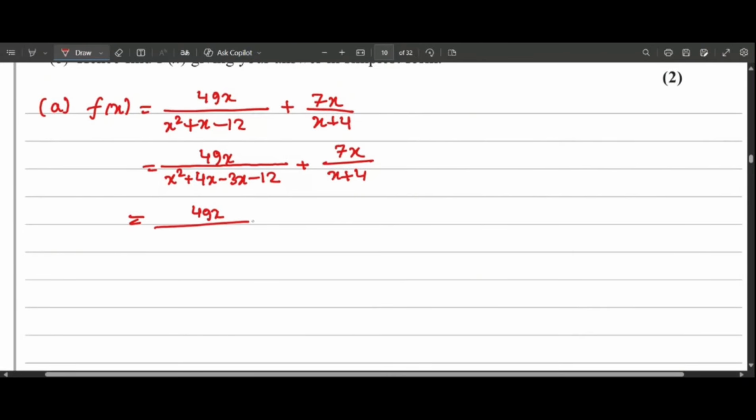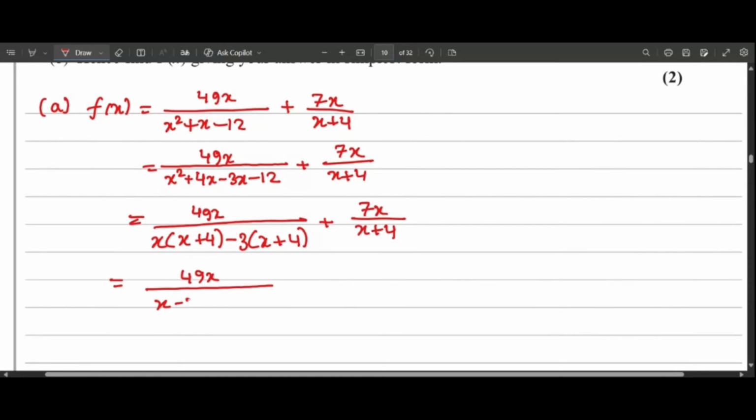Further simplification will give us, if we take x common from the first two terms, we get x plus 4, minus 3 times x plus 4, plus 7x divided by x plus 4. Now we get 49x divided by x minus 3 and x plus 4 as our simplified fraction here, and we get 7x plus x plus 4 divided by x plus 4 here.